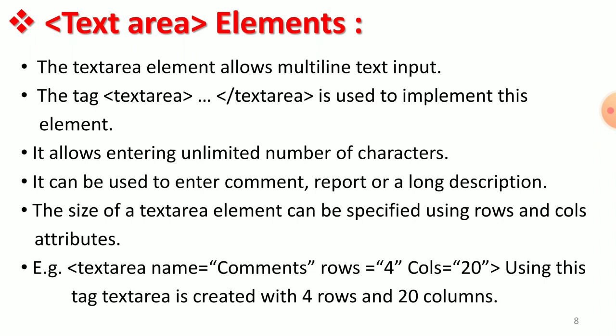The size of the text area element can be specified using rows and columns attributes. The rows attribute is used to set the number of rows of text that will be visible without scrolling up or down. The columns attribute is used to set the number of columns of text that will be visible without scrolling right or left. The following example shows how to insert a text area in the form.